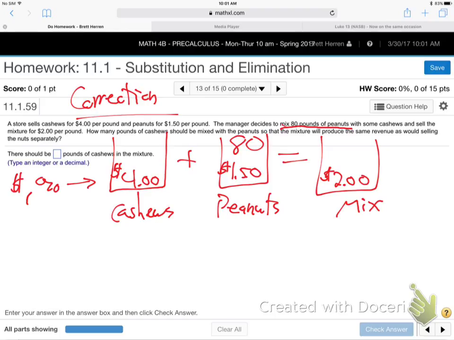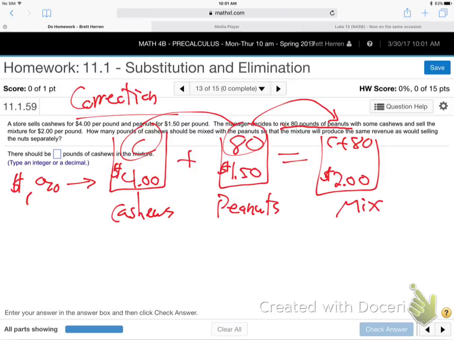Make sure you're alert. All right, 80 pounds of peanuts, so it goes right there. It's not the total mix amount, which is often what they do. Anyway, so then this is cashews, call it C. Well, then what do we put over here? C plus 80. Because cashews plus 80 must be the total amount of the mix. That makes sense on that one? See how I'm coming up with that? Because amount of cashews plus amount of peanuts, which is 80, must be the total amount of the mix. However many cashew pounds plus 80 pounds is the total amount of the mix pounds, right?